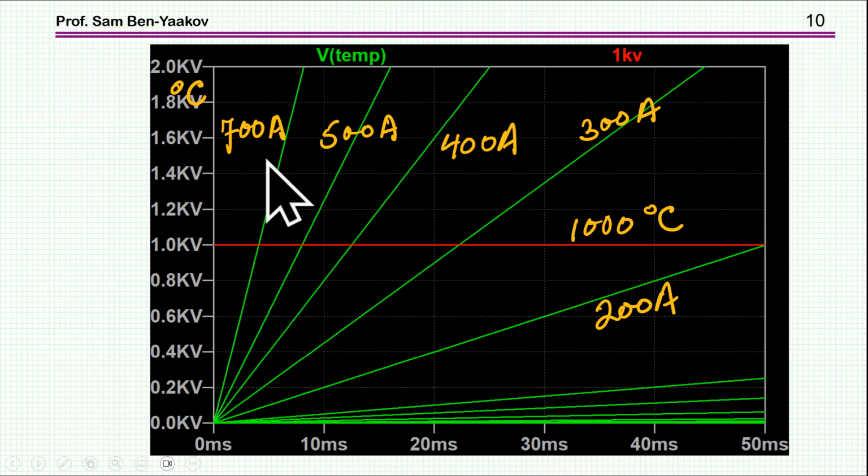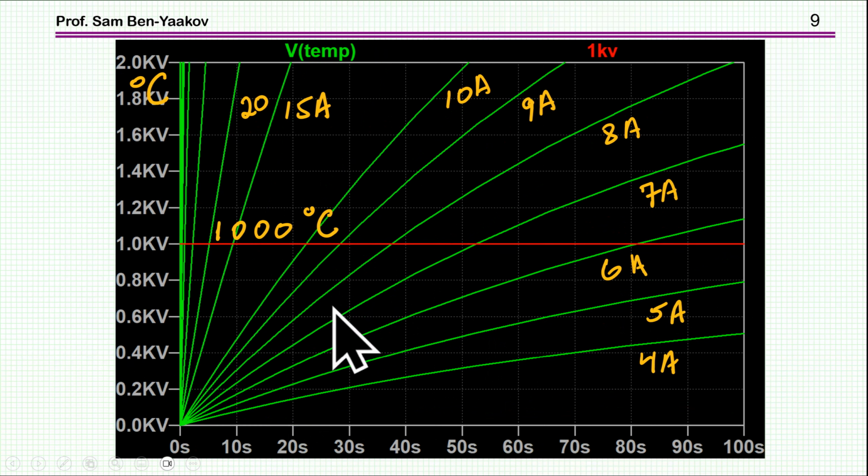We see here the two ranges of operation. This is the I squared t range in which the lines are straight, while this one is the range of the thermal resistance, already above this linear range, which is controlled by I squared t. So here it's something different.